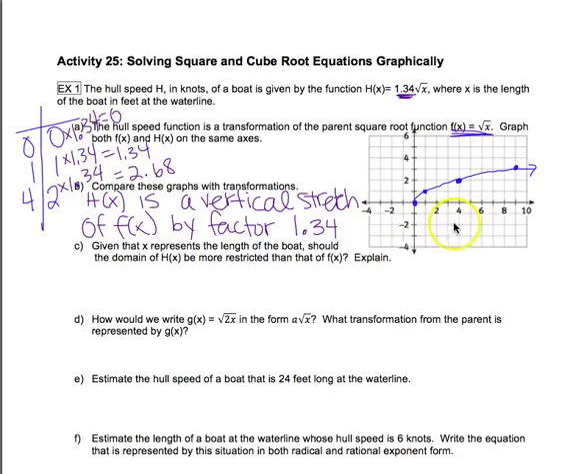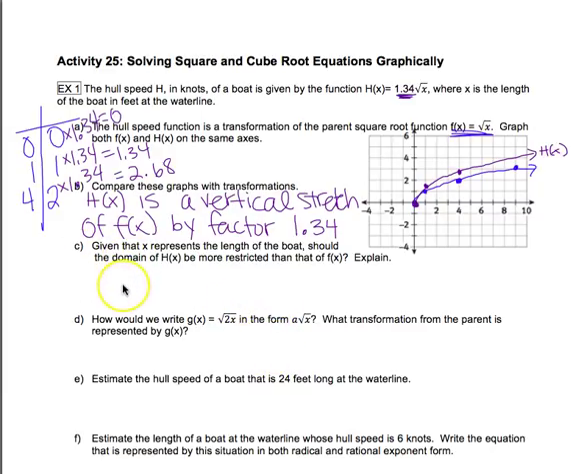So our h of x function starts at the same point at (0, 0), but then we have right 1, up 1.34, so just a little bit above where the other one is, and then right 4, up 2.68. So you can see that as time goes on, the gap between them is going to get a little bit bigger. So this one right here is our h of x. In the purple, that's our transformation.